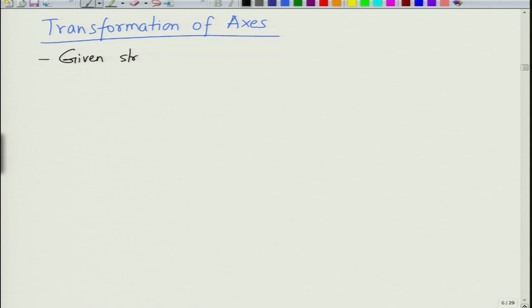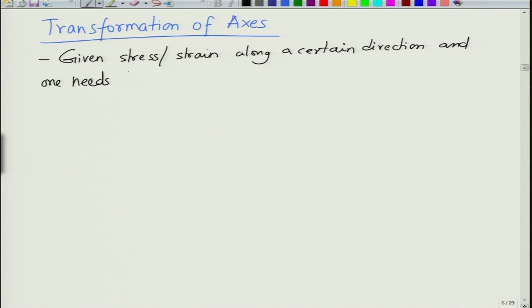Now, often in mechanics or mechanical behavior of materials, you might want to do what we call a transformation of axis. Which means you are given stress or strain along a certain direction, and you need to transform it. This is necessary because when we deform metals, we apply load along a certain direction, but the stress components are different in different directions, and this is where we need to calculate the stresses in different directions from the one which is available.